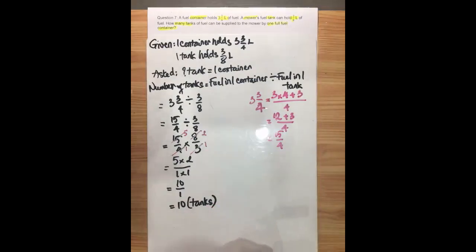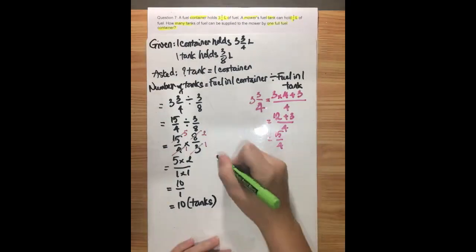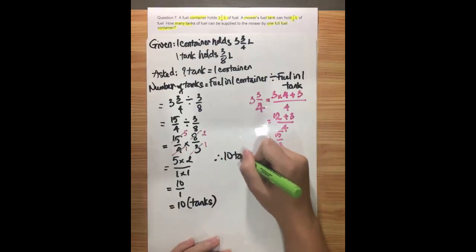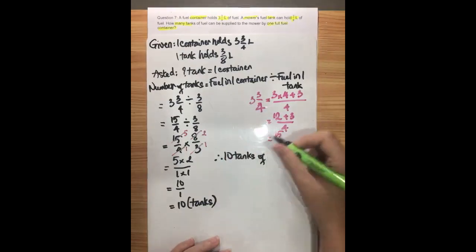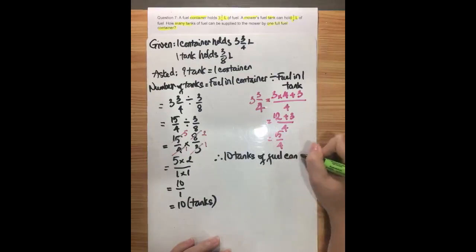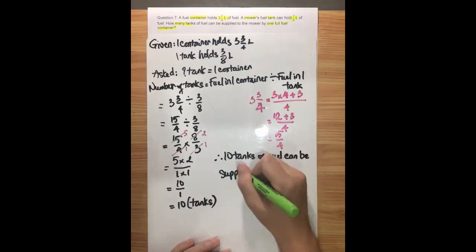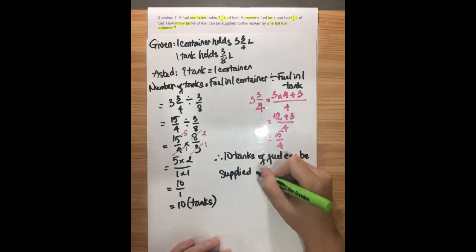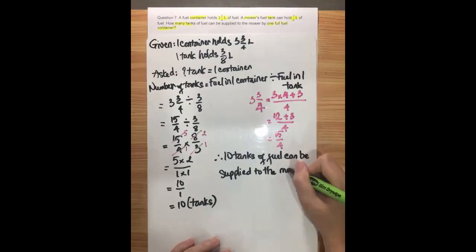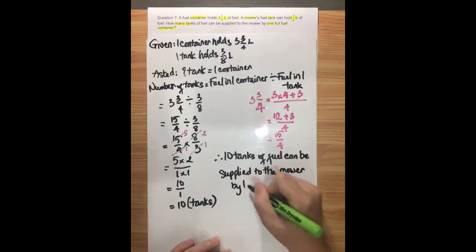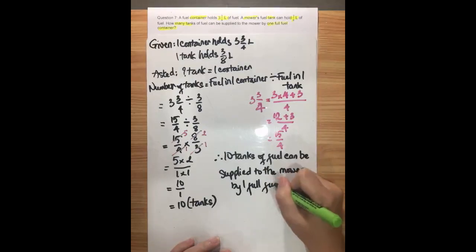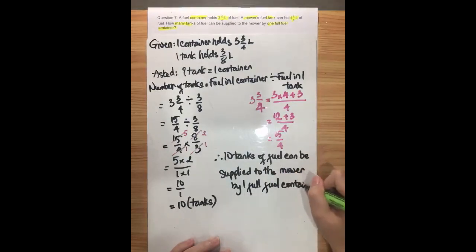And so even though we already figured out how many times it will be filled, we are not done, because step 5 tells us that we need to conclude our answer with a sentence. So I can say there, 10 tanks of fuel can be supplied to the mower by 1 full fuel container. And now we are done.